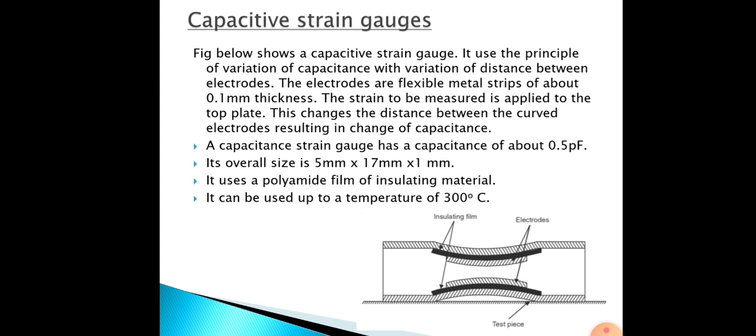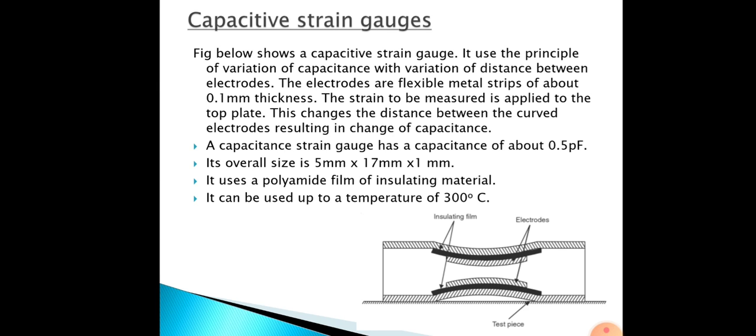Capacitive strain gauge. In this capacitive strain gauge, it uses the principle of variation of capacitance. You can see over there two electrodes, and above that there is an insulating film. Here the electrodes are flexible metal strips about 0.1 mm thickness. The strain to be measured is applied onto the top plate. So the top plate will be there, no? There the strain will be applied, means you can apply some force.